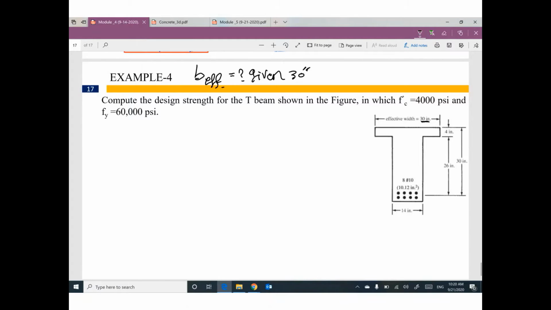f'c is 4,000, f yield is 60,000. We have the area of steel given: 8 number 10 bars. The total area of steel is also given as 10.12 square inches. And as the centroid of this reinforcement, we have depth 30 and the flange thickness 4 inches.